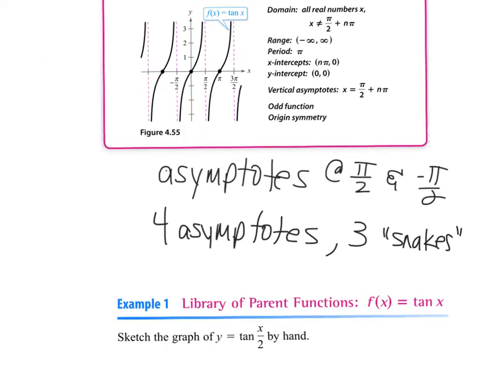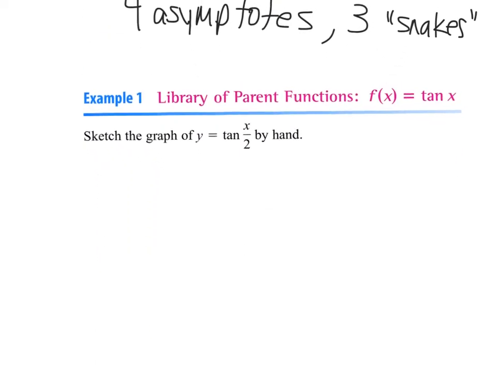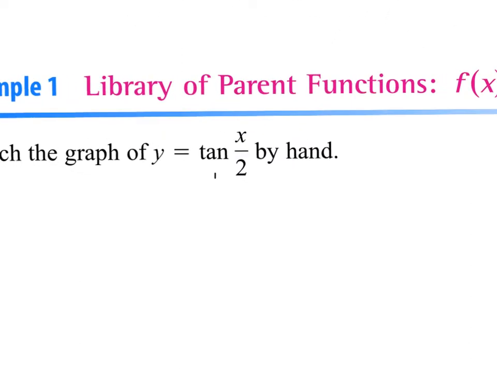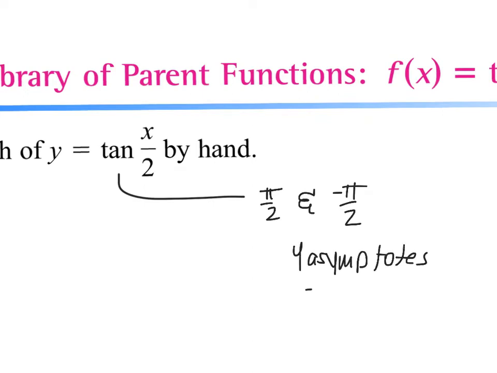So when you are asked to graph a tangent function by hand, okay? This is the first one right here. Graph a tangent function by hand. First thing I want you to do, when you see tangent, I want you to write down pi over 2 and negative pi over 2. And what did I tell you? You have to have how many asymptotes and how many snakes? 4 asymptotes, okay, so 4 asymptotes and 3 snakes.